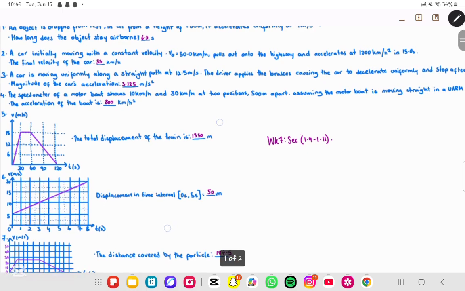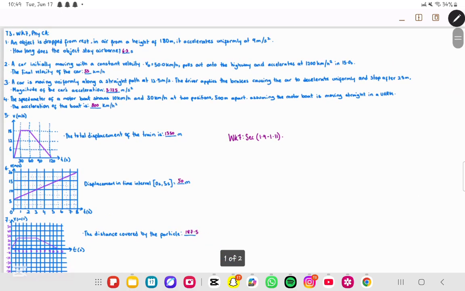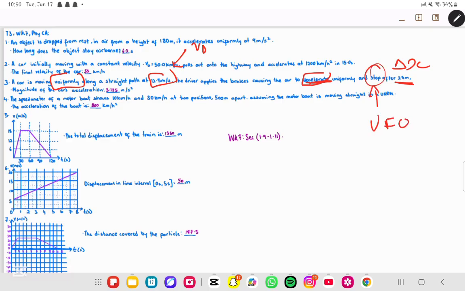We move on to the next one. A car is moving uniformly. Pay attention, the keyword is moving uniformly along a straight path at 12.5 meters per second. This is V initial. The driver applies the brakes, causing the car to decelerate uniformly and stop after 25 meters. This is the displacement. They want to find the magnitude of the car's acceleration. So it stops, meaning that V final is 0. So how can you find the acceleration?